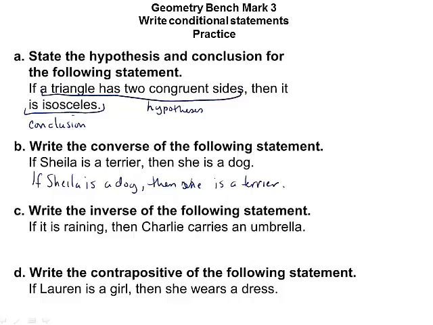So converse flips. Inverse is negating. If it is raining, then Charlie carries an umbrella. I can just say, if it is not raining, then Charlie does not carry an umbrella. You make it negative. And then the contrapositive does both. So if Lauren is a girl, then she wears a dress. So I need to flip it. So put the dress first, the girl second, but then I make it not. So if Lauren doesn't wear a dress, then she is not a girl.